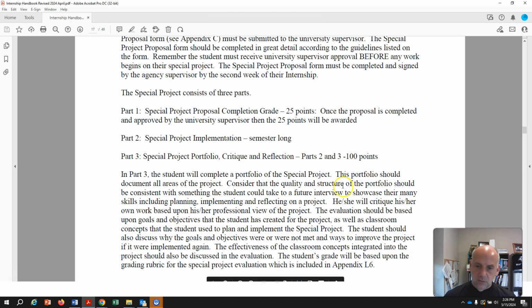And so there are rubrics in the back of the manual that highlight how you're going to be graded for your critiques and reflection, but also the special project proposal form is in there.